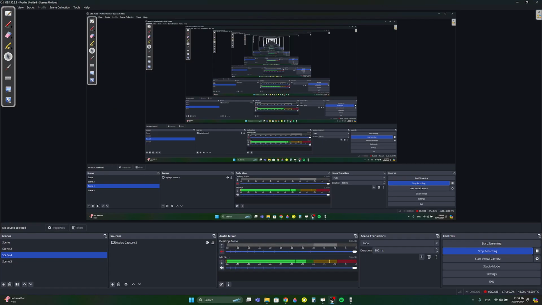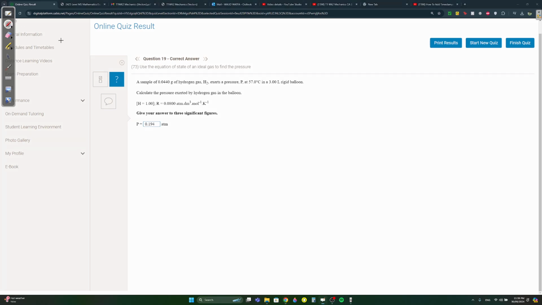Yalla, almost done. A sample of 0.0444 g of hydrogen exerts a pressure. So mass, temperature, volume, R, we want P. So we have everything. So we're going to use PV equals nRT, the gas equation.